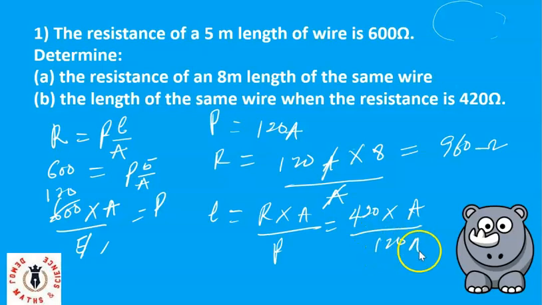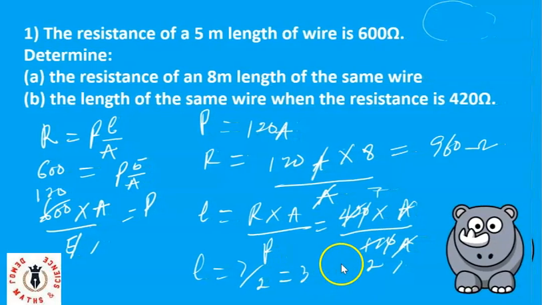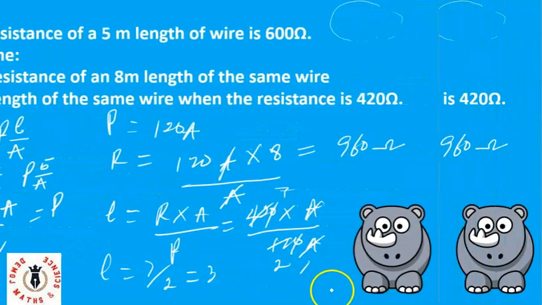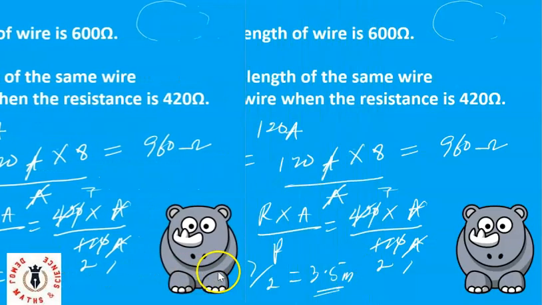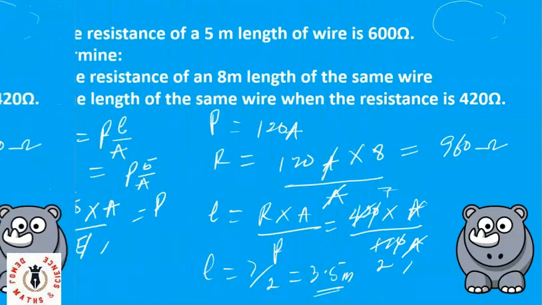It is 120 A. So A cancels A once again, and I have 420 over 120, 0 is cancelling 0. 6 in 12, that's 2. 6 in 42, that's 7. So the length of this material will be given as 7 over 2, which is equal to 3.5 meters. That's 3.5. Let's take a look at the second question.